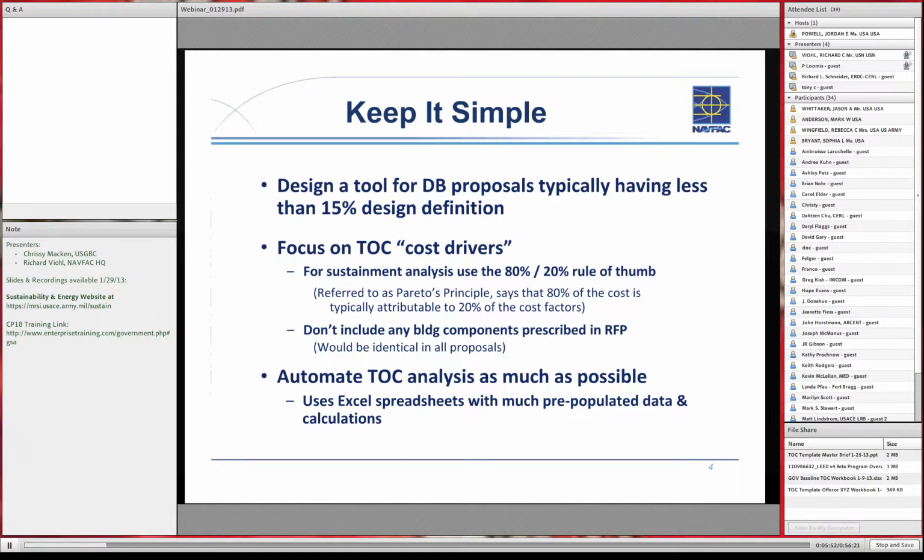And also, even though what you're going to see later when we get into the actual spreadsheets is going to look pretty complicated, with big, huge spreadsheets with lots of rows and columns, we have actually automated a lot of this to the maximum extent possible so that the amount of work for the government team preparing the RFP and the amount of work for the offerers preparing their proposals is as minimal as can possibly be, given that we still need some kind of information on sustainment and energy and initial construction cost.